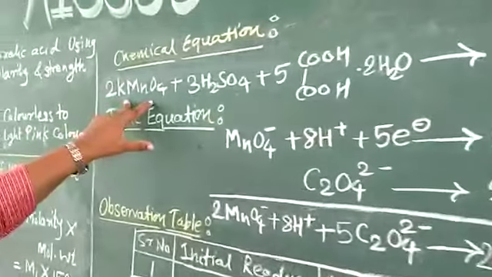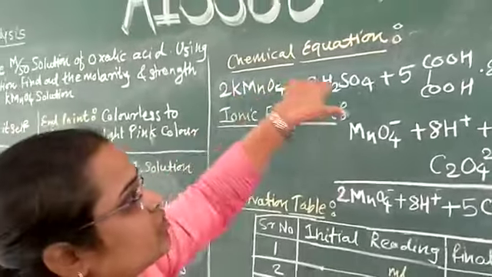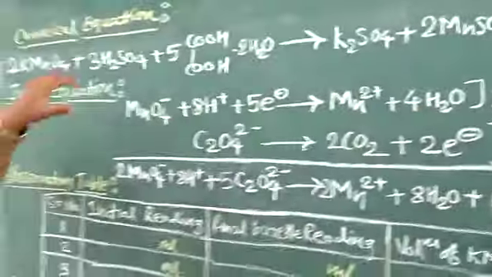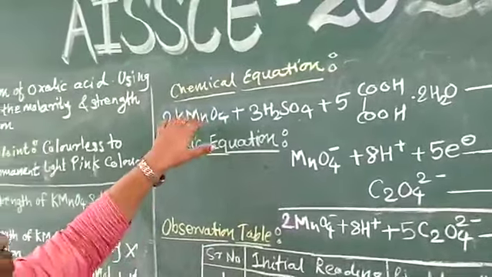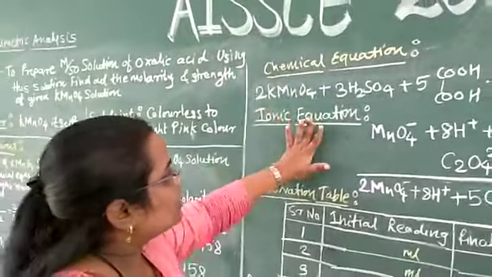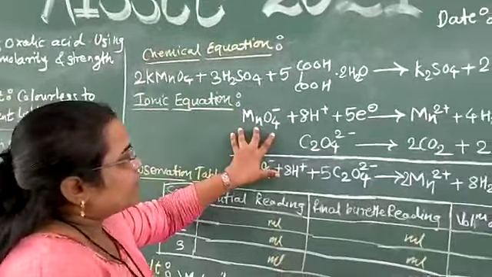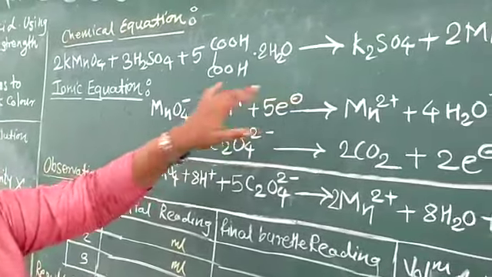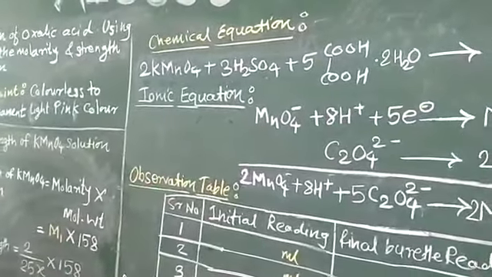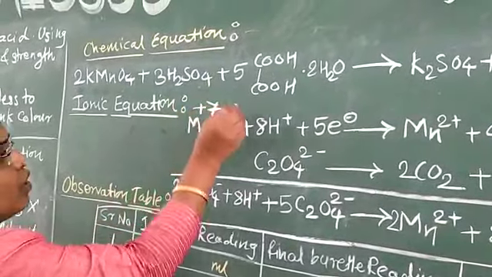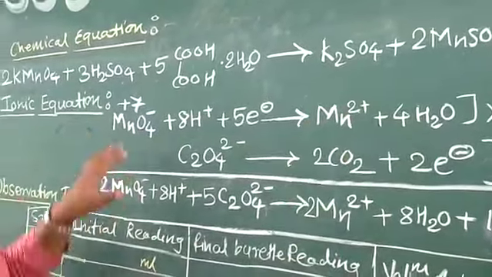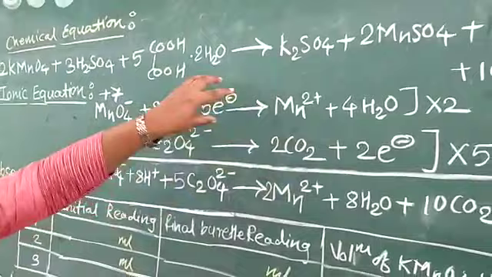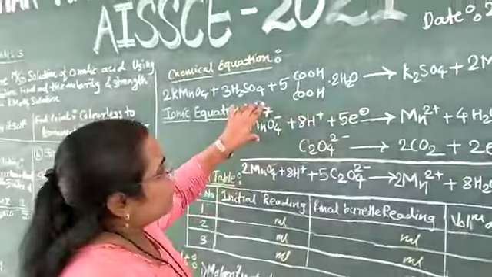In this reaction, KMnO4 acts as an oxidizing agent, which oxidizes 5 molecules of oxalic acid to 10 CO2 molecules. The ionic equation for this reaction: the permanganate ion in presence of acid, that is 8 H plus ions, plus 5 electrons, which are required to reduce the permanganate ion from oxidation state plus 7 to oxidation state plus 2. There is a reduction of Mn from plus 7 to plus 2 by the gain of 5 electrons by the Mn atom.